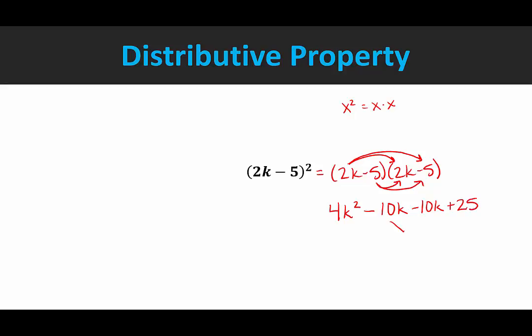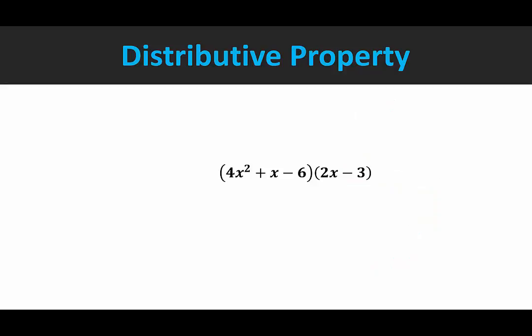Final step is simplify by combining like terms. 4k squared. Negative 10, negative 10 is negative 20k. And then plus 25. Alright, one last example. Here's a trinomial multiplied by a binomial.